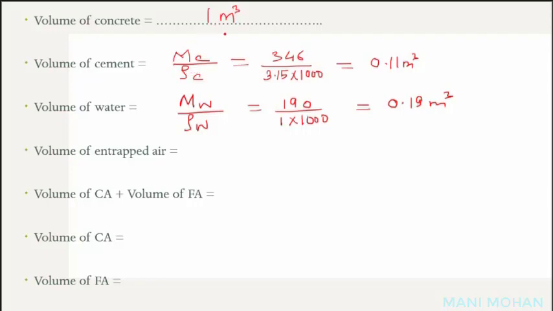So here you can see that in 1 meter cube, the volume of cement is 0.11 meter cube, and the volume of water is occupying 0.19 meter cube. Now, how much is the volume of entrapped air? You remember when we were determining the water content, we estimated the air content also. That air content estimation depends upon the maximum nominal size of the aggregate. The maximum nominal size of the aggregate adopted was 20 mm. So approximately the volume of entrapped air will be 1%.